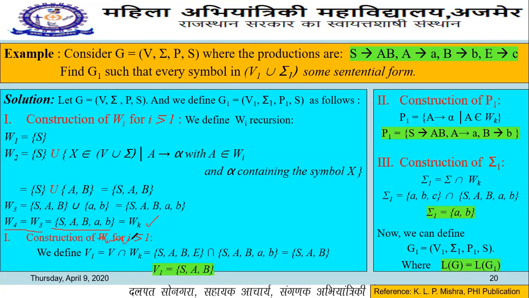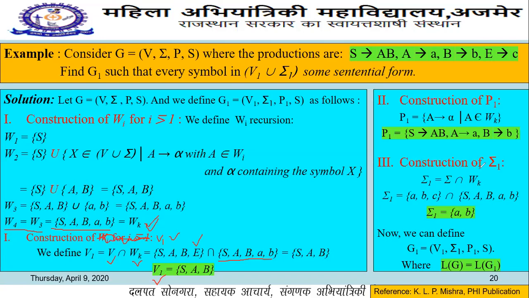Sorry, this is the construction of V1. By using this WK, we construct this set V1, and V1 is the intersection of V and WK, where V is S, A, B, E according to the grammar G, and this is the set WK. So the intersection is S, A, B. So the simplified set of variables is V1.